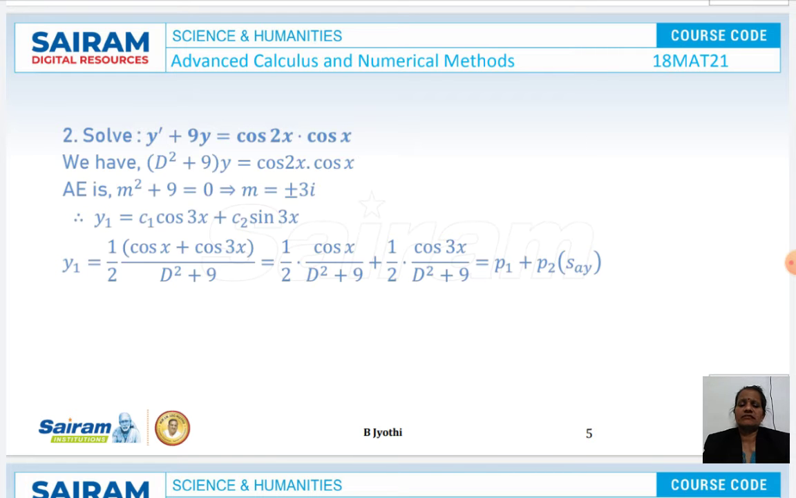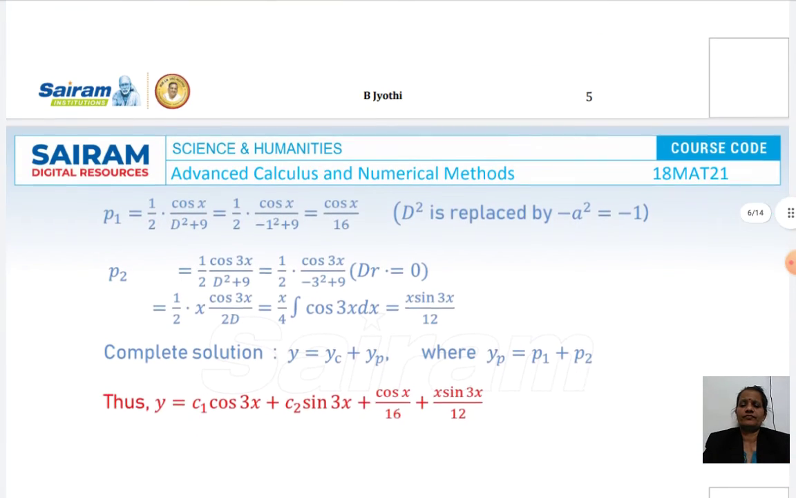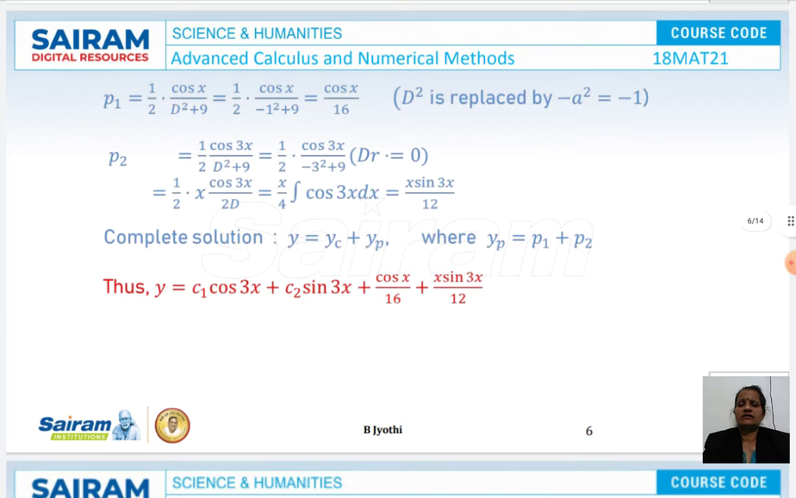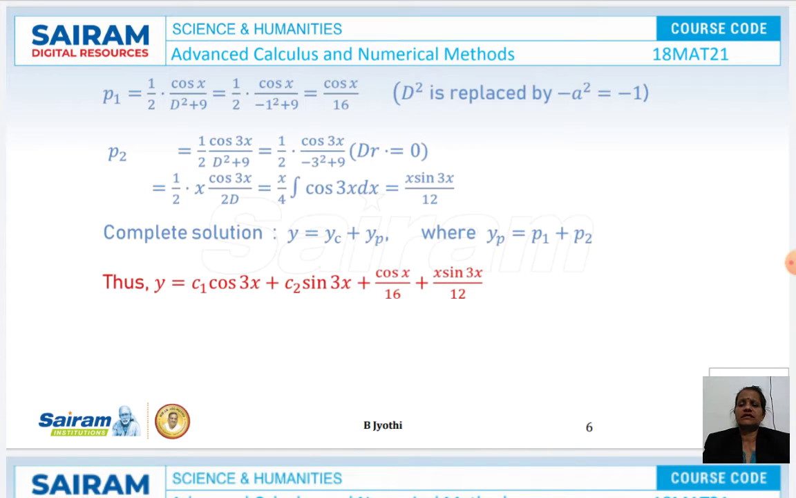Let us call them p1 and p2. So p1 is given by cos x by D square plus 9, that is cos x by minus 1 square plus 9, which will be 8, into 2, that is 16. And next, p2 is given by cos 3x by 2 times of D square plus 9, which will be 1 by 2 into minus 3 square plus 9.